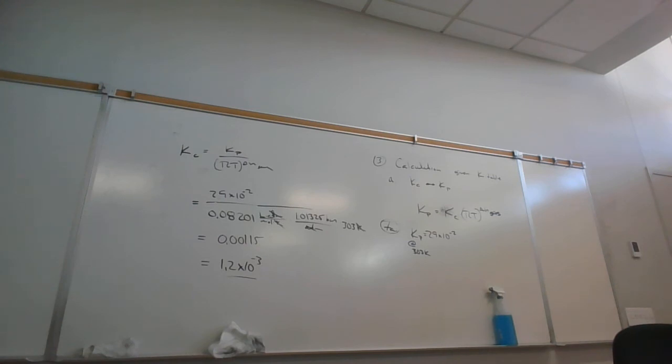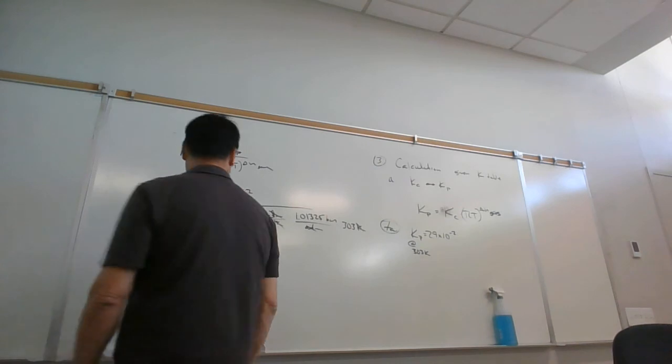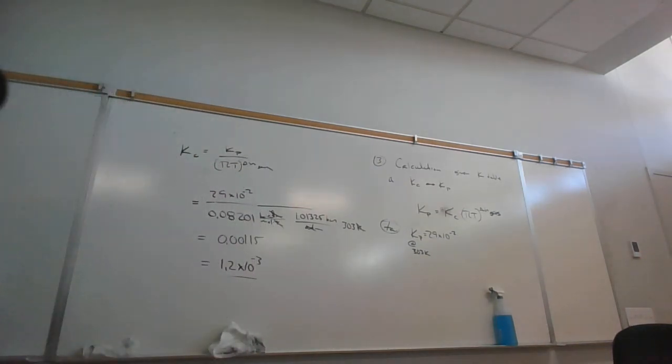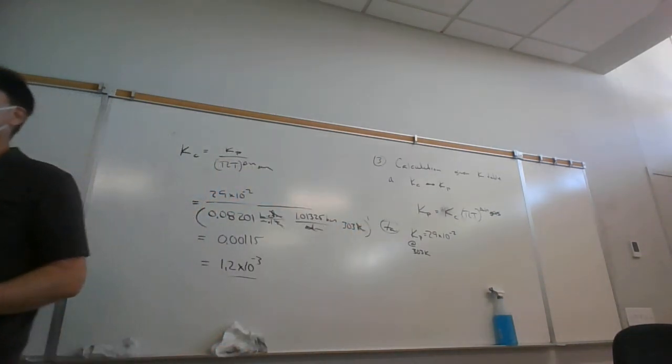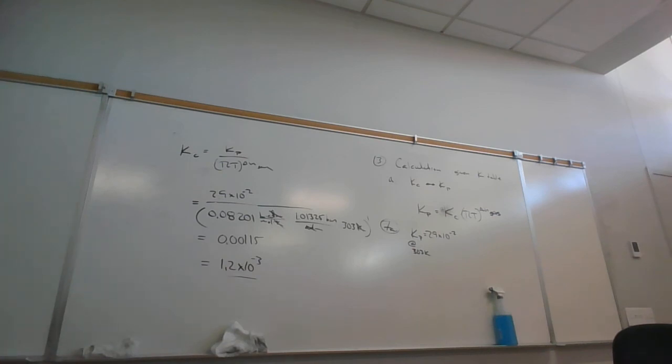Except I screwed up one thing. What did I screw up? Delta N of gas. Shoot. What was delta N of gas for that? Delta N of gas is we're going from 1 to 2 moles of gas. Is that plus 1 or minus 1? It's plus 1, we're gaining 1 mole of gas. So I got lucky, because my delta N of gas is just 1, and I don't have to redo my calculation unless I screwed it up.